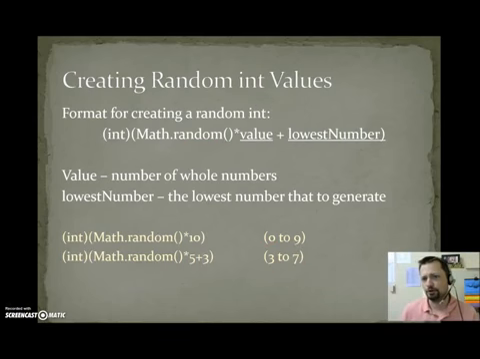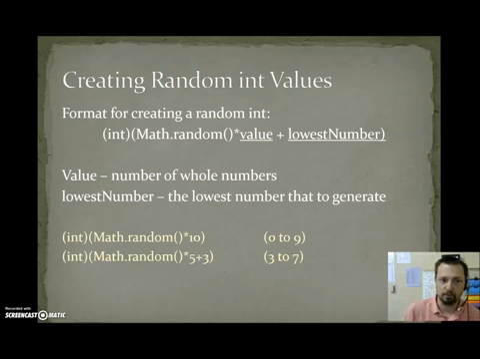All right, new slide. Creating random int values. Format for creating a random int value. It's the same as creating a random double, except now you notice the whole thing is in parentheses, and then we cast that result to an int. We'll be truncating it, or throwing away the decimal places. Value is the number of whole numbers you'll get. Lowest number is the lowest number that will be generated.